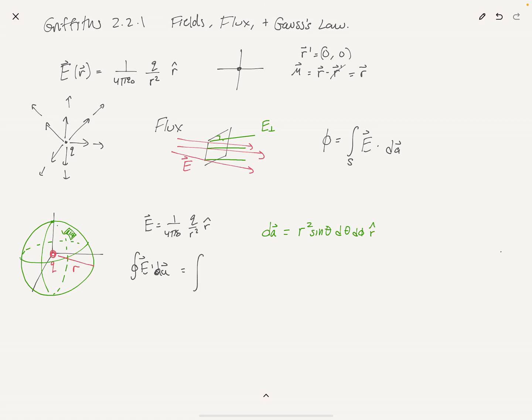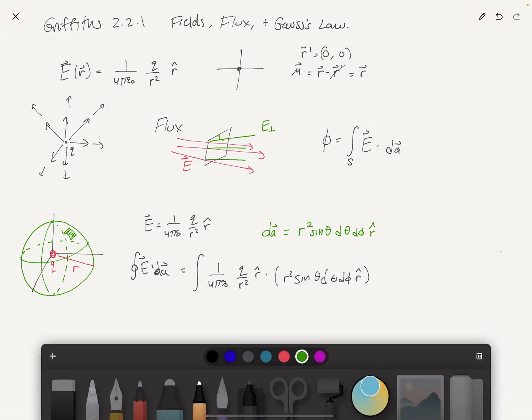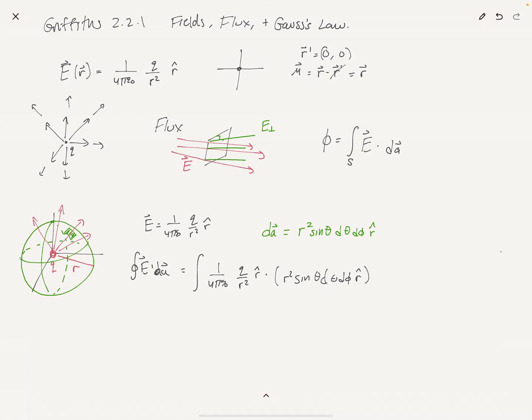I'm left with 1 over 4 pi epsilon naught, q over r squared, r hat dotted with all of this, r squared sine theta d theta d phi in the r hat direction. The field lines are leaving radially outwards, and that's the same direction as my patch is pointed, so that's good. That means that dot product becomes really easy. R hat dot r hat is 1.